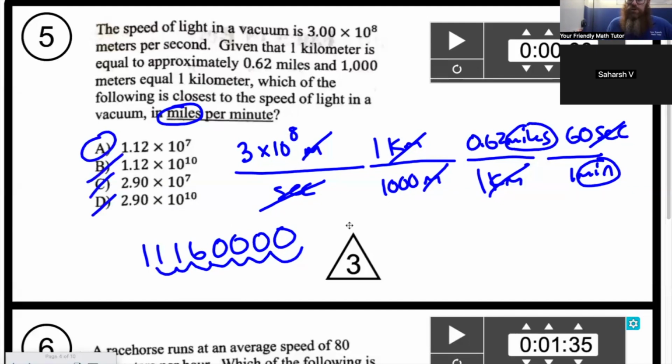I want to do that a different way, because you shouldn't be taking time turning things into scientific notation. So another way to do it would be to just do the 3 times the 0.62 times the 60.